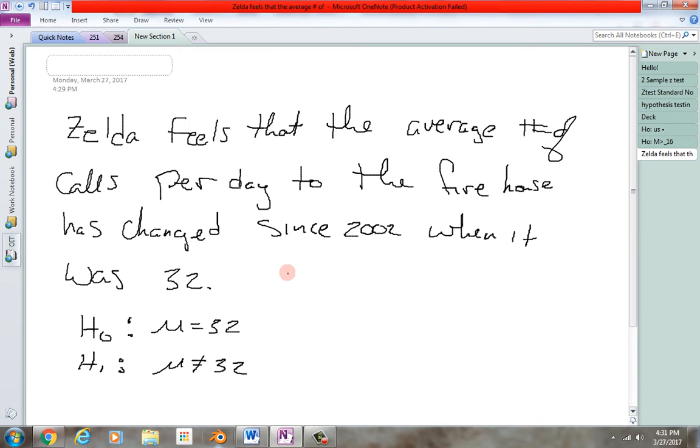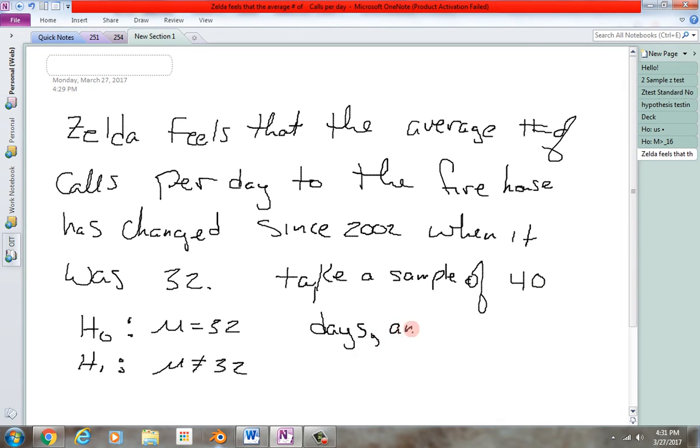So what's Zelda going to do? She's going to take a sample of 40 days. Why 40? I don't know, because it's bigger than 30. What does 30 have to do with anything? Well, you'll recall that when we did confidence intervals, we used a z if we had an n bigger than 30, or smaller than 30 if you had the population standard deviation, which we never really ever do. So with n bigger than 30, we want a z distribution, okay?